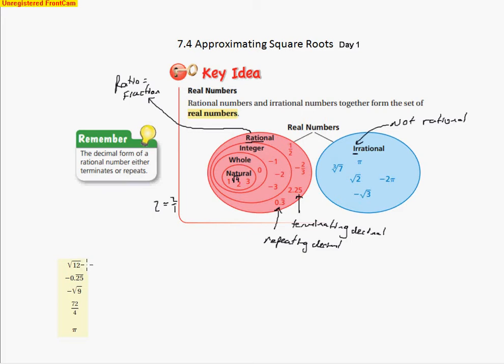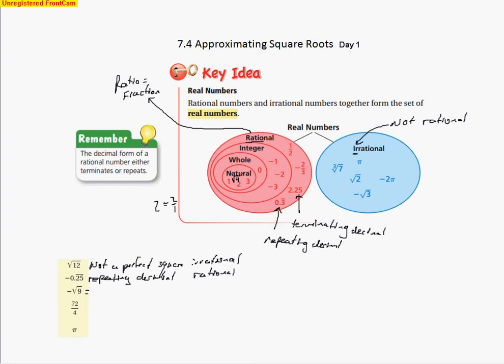Square root of 12. So this is not perfect. So it's not a perfect square. And since it's not a perfect square, that's going to tell me that this is an irrational number. What this next one ends up being: negative 0.25 repeated. So this is a repeating decimal. So that tells us that it's just going to end up being a rational number. It's a number I can make into a fraction, but it's not a whole, it's not a natural, it's not an integer.